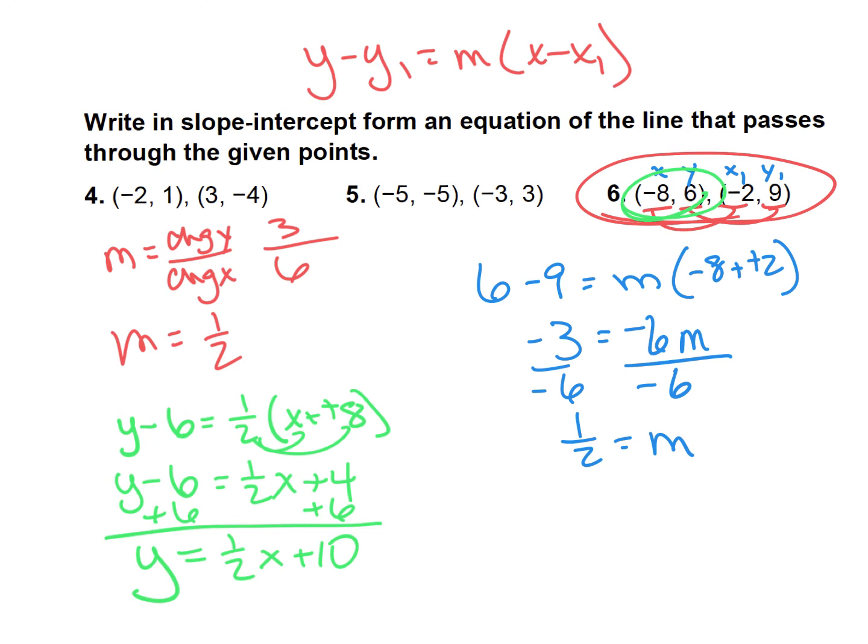And again, you can plug things in to check it. So half of negative 8 would be negative 4, plus 10 would give me 6. Half of negative 2 would be negative 1, plus 10 would give me 9. So I double checked my work to make sure that it was correct.